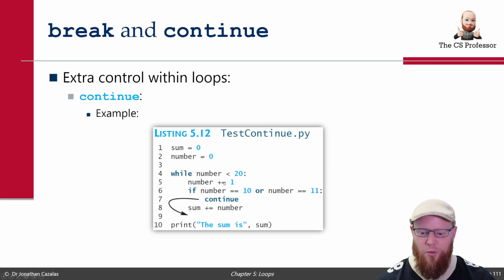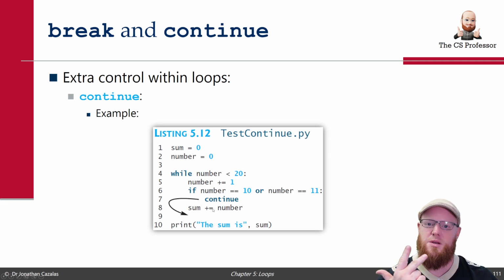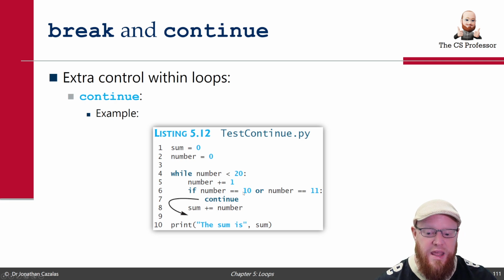We're going to add every number to sum. Add 1 to sum, add 2 to sum, add 3 to sum, 4, 5, 6, 7, 8, 9. Add those numbers to sum. But if number is 10 or number is 11, we typed continue. What does continue do? Continue will skip this final line 8 that is inside the while loop. It'll skip it and it'll restart the next iteration.